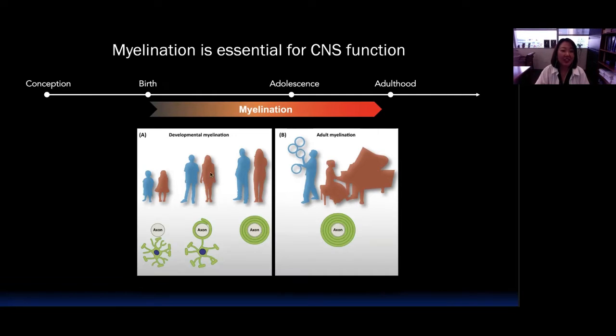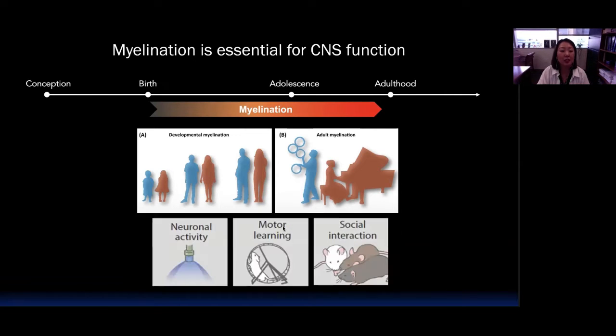Before that, this myelination is really important for high-level CNS function. It is known that changes in neuronal activity, motor learning, or social interaction change myelin thickness. Also, very recently, if you manipulate myelination, it can also affect high-level CNS function. This is evidence that not only is neuronal activity important, myelination is also tightly associated with high-level CNS function.